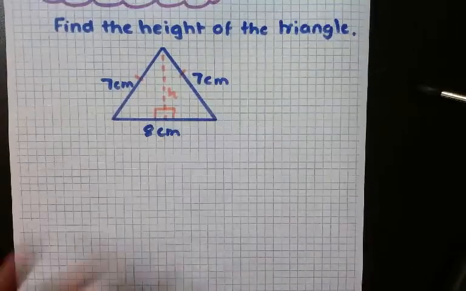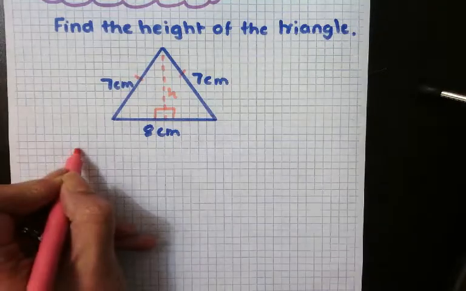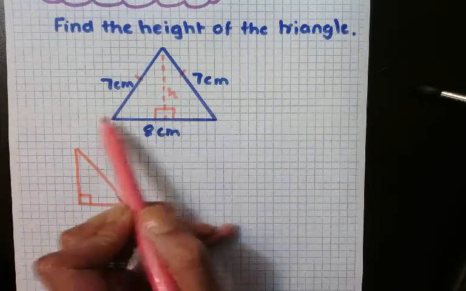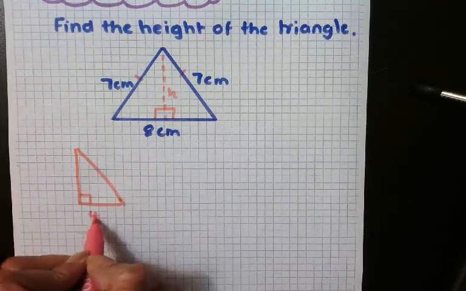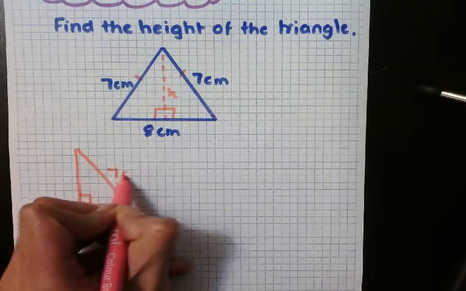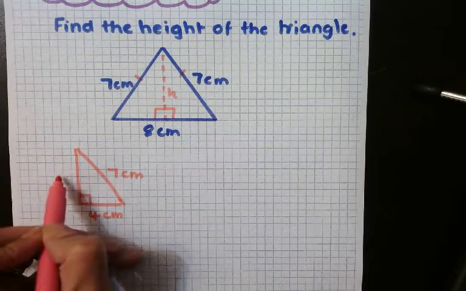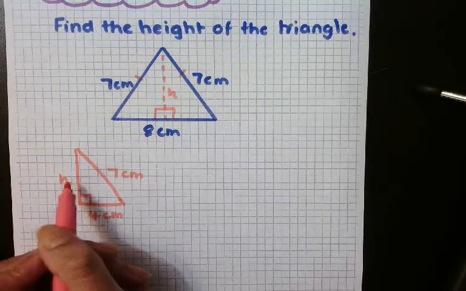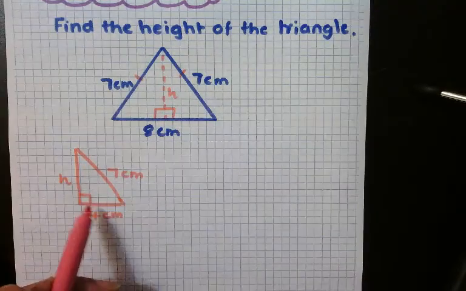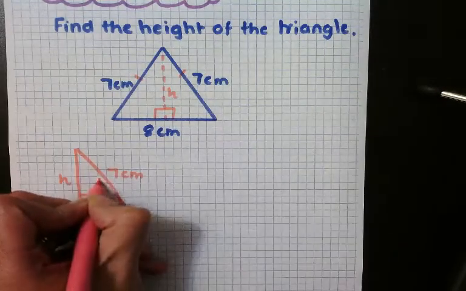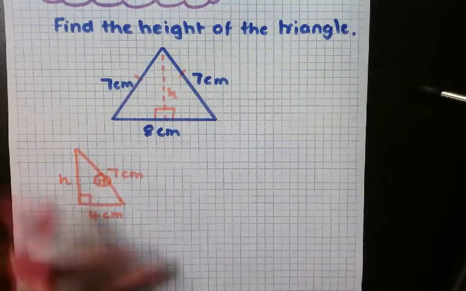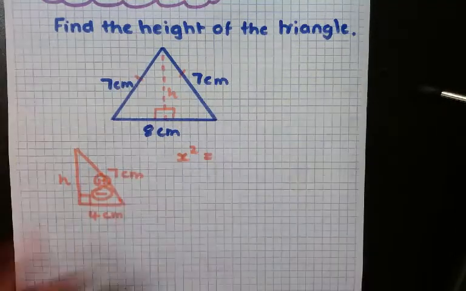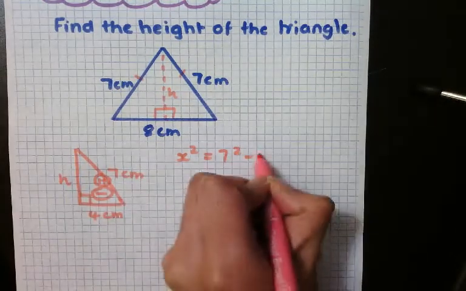So if you want to, you could redraw a sketch of the triangle, the new one. So we want half of 8, so this length at the bottom is going to be 4 centimetres. We've got that diagonal, which is 7, and we're looking for the height, which we can call x. So because we're looking for a shorter side, we've got the hypotenuse. We can do a subtraction, so I'm going to do a subtraction. So x squared is going to be equal to the longer side, 7 squared minus 4 squared.